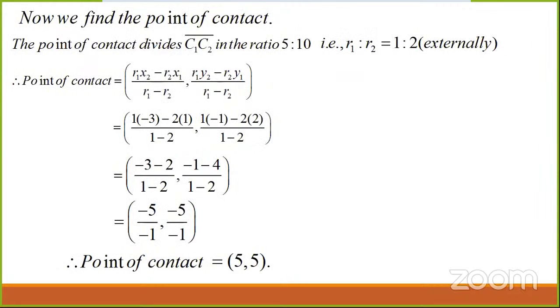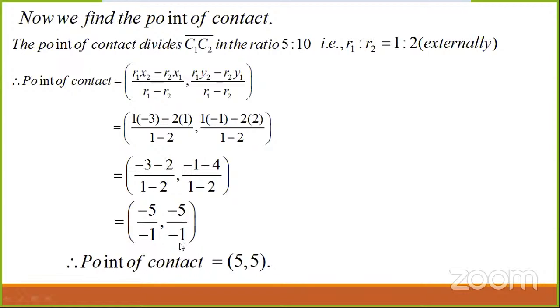Now, we find the point of contact. The point of contact Q divides the line joining the centers C1 and C2 in the ratio of their radii, R1 is to R2 is 5 is to 10. In simplified fraction, R1 is to R2 is 1 is to 2. When the circles touch each other internally, we observe the point of contact divides externally. Therefore, the point of contact Q is obtained by using the formula (R1x2 minus R2x1) by (R1 minus R2), comma (R1y2 minus R2y1) by (R1 minus R2).